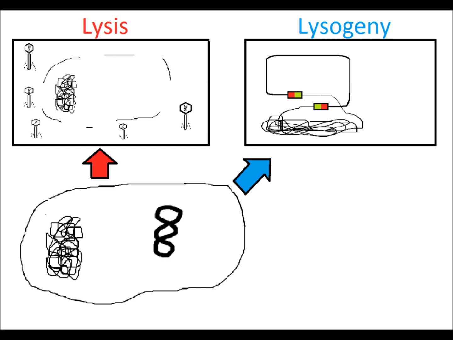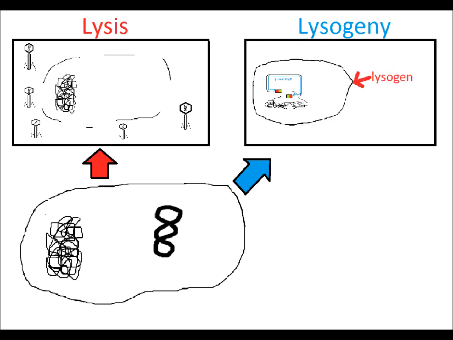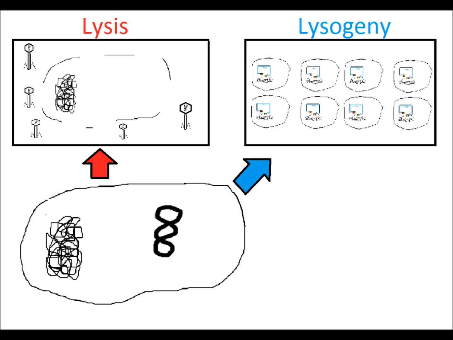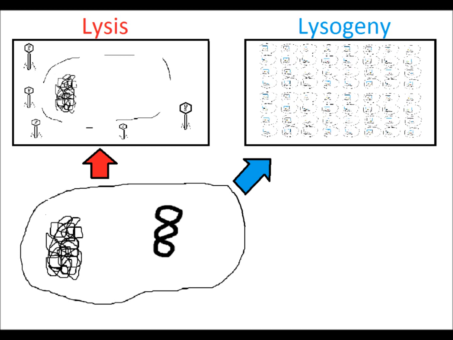When the lambda DNA is within the host chromosome like this, it is known as a prophage. The host cell containing the incorporated phage DNA is known as a lysogen. Now when the host cell replicates, the prophage gets replicated as well, allowing lambda to copy itself without destroying the host cells.